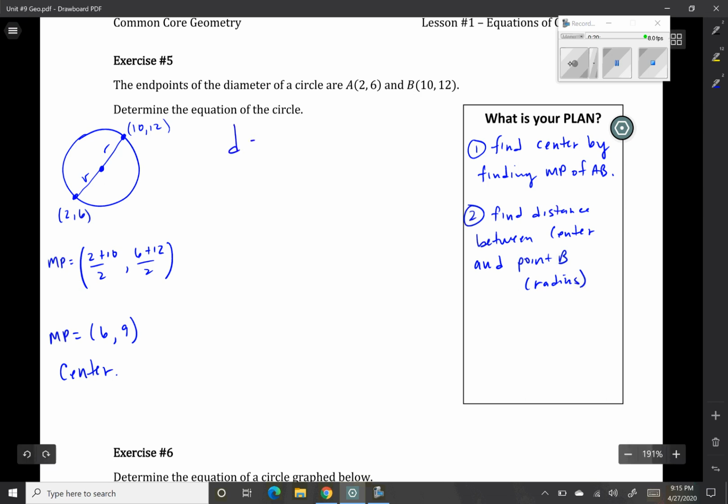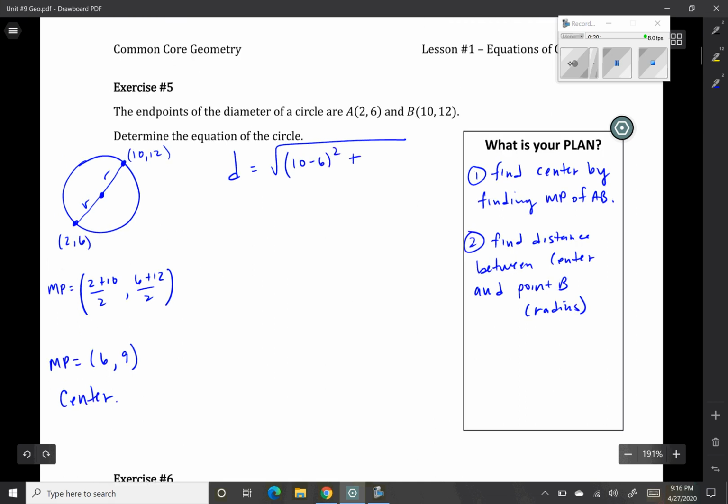Then I want to find the distance between the point (6, 9) and the point (10, 12). So if we find the distance here, we subtract the x values, 10 minus 6 squared, and the y values, 12 minus 9 squared. The distance is going to be the square root of whatever this comes out to be when I type it in the calculator. That's going to be 25, so the distance is just 5. This is the radius of the circle.